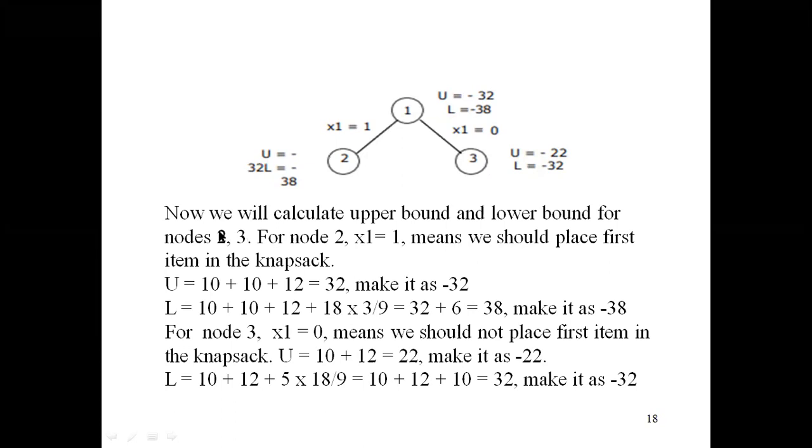See here how you got these values. Now we will calculate the upper bound and lower bound for nodes 2 and 3. For node 2, x1 equal to 1 means we should place the first item in the knapsack. So x1 equal to 1 indicates the first item is placed in the knapsack, that is the bag. In the shoulder bag, we are placing the first item.